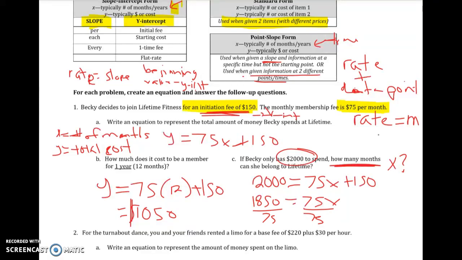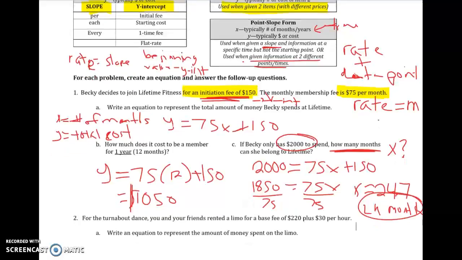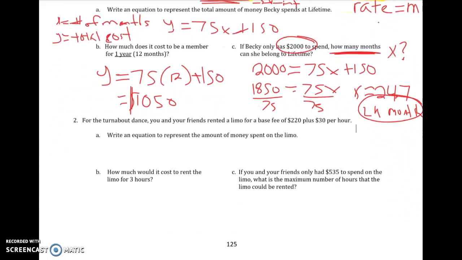And I get that x is about 24.7. Okay, which means she's not going to be able to pay for that full 25th month, so that means she can belong for 24 months. 24 months. With $2,000. Okay. Apologize, I don't have the normal iPad that I use for the video, so the handwriting is way worse.